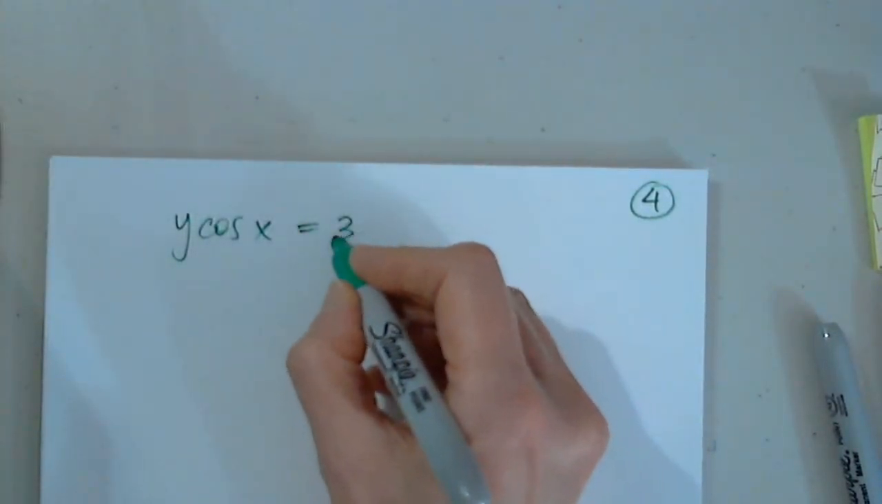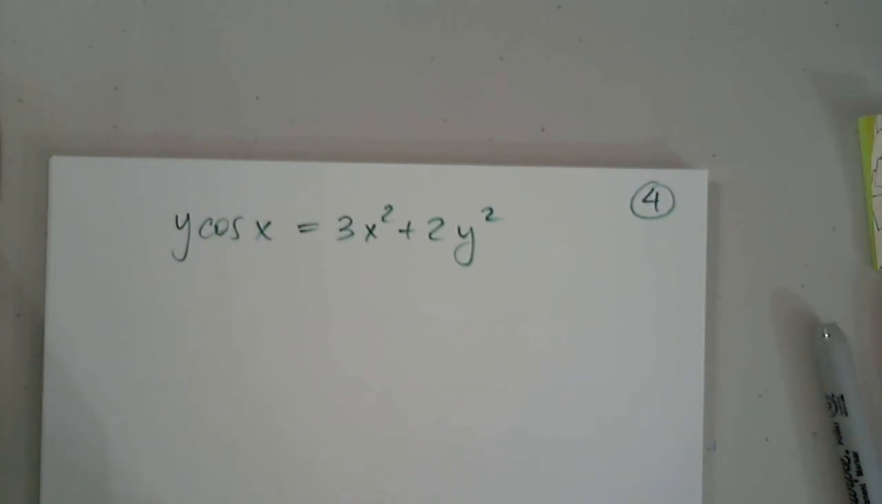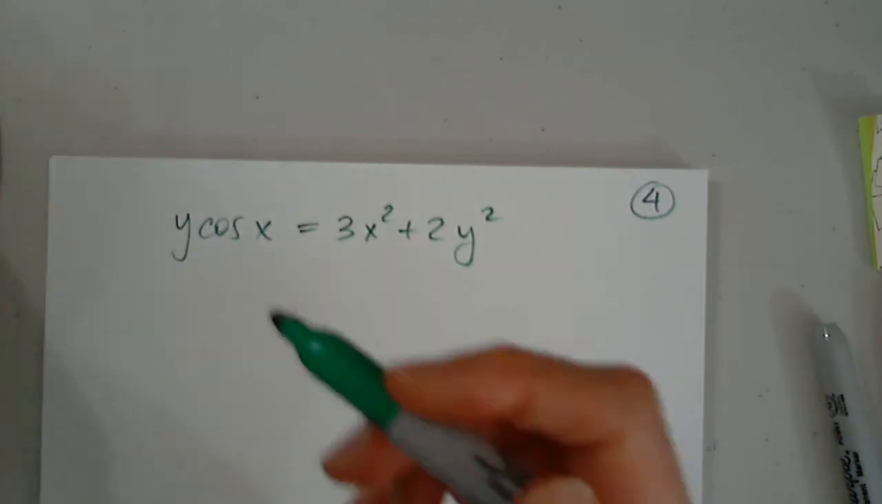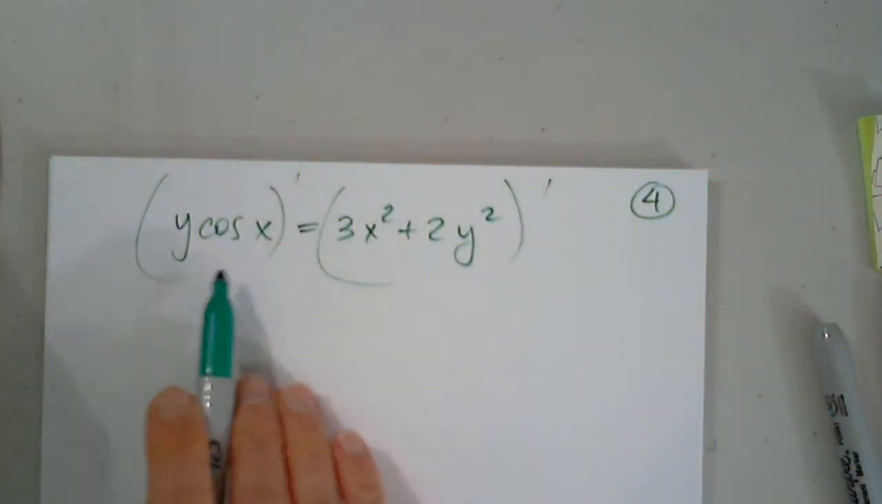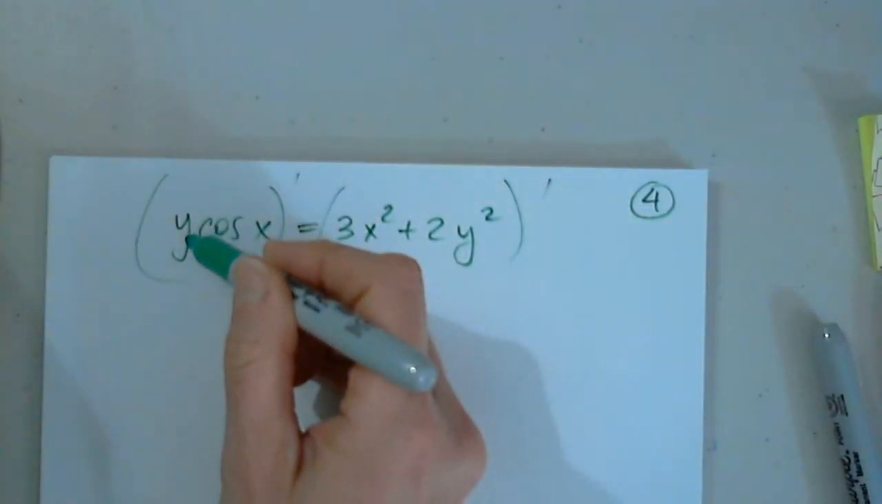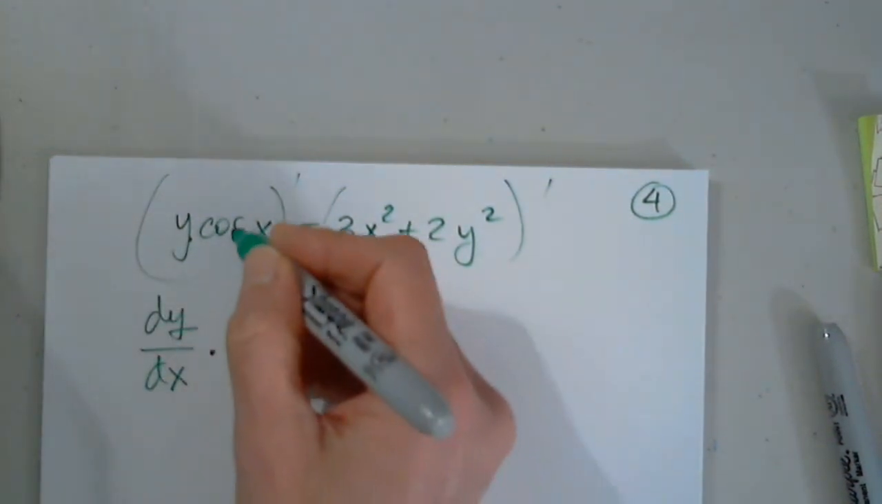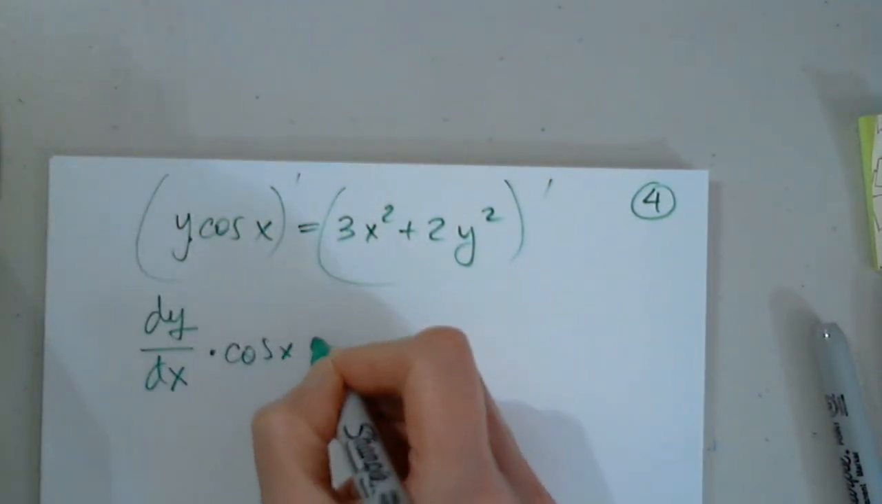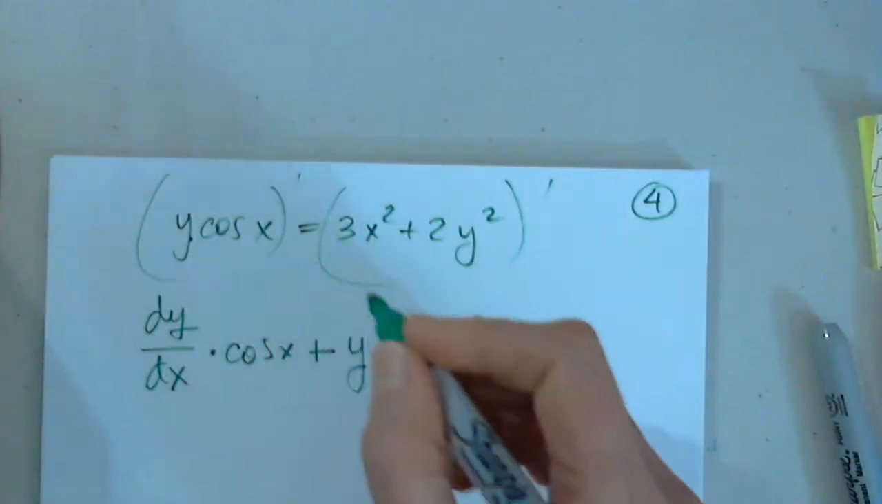equals 3x squared plus 2y squared. Okay, that's it? Yeah. Okay, perfect. So we differentiate both sides. This is the product rule. When I differentiate this function that I don't have, I have to write dy over dx times this function plus the first function times this function prime.